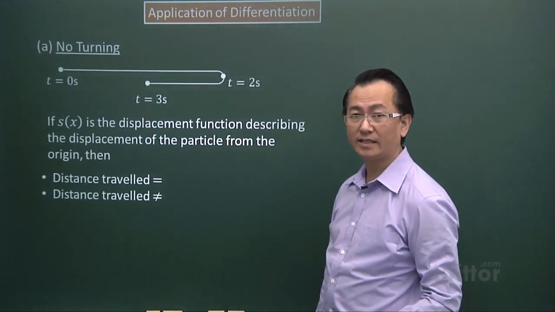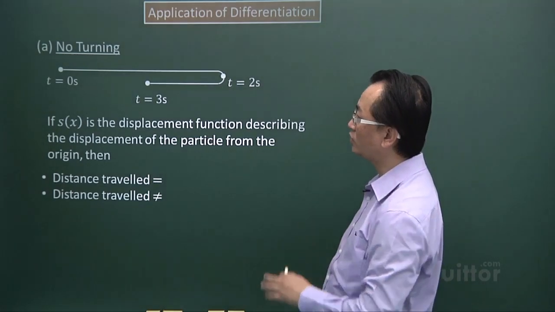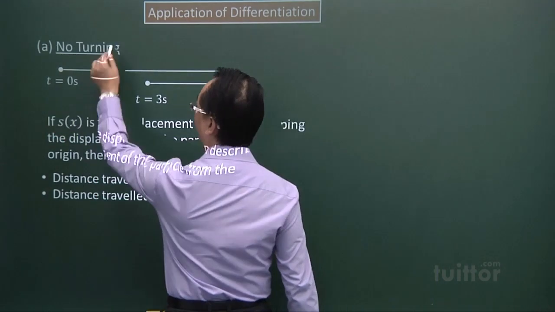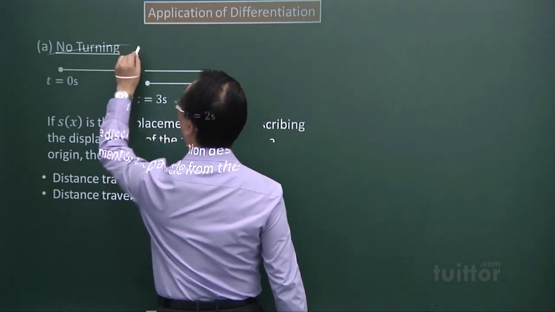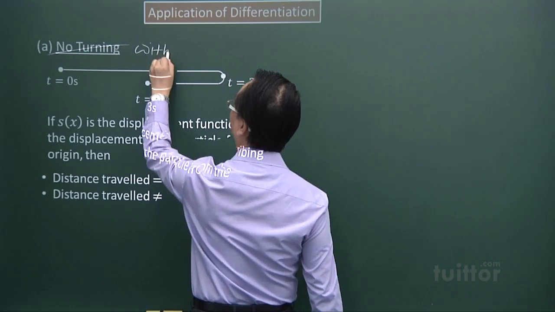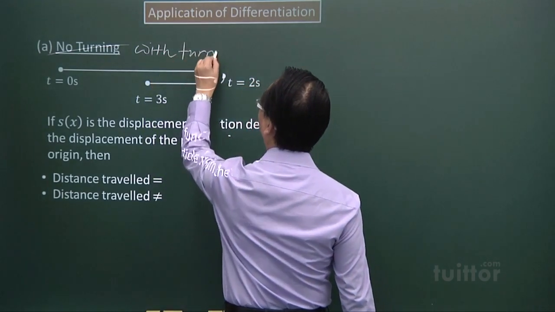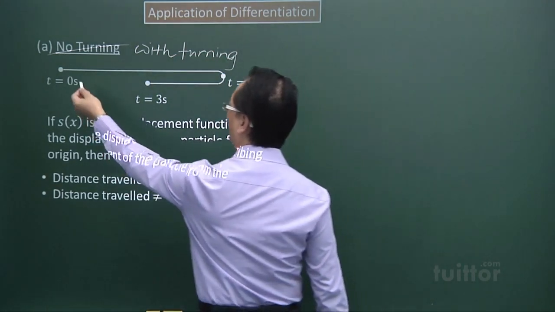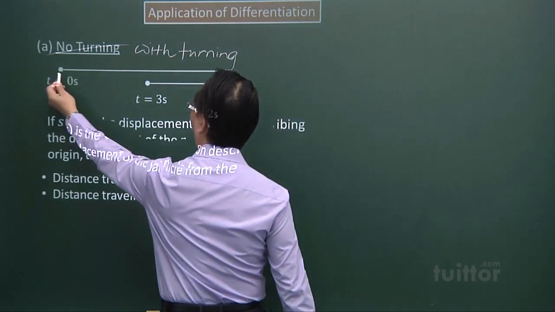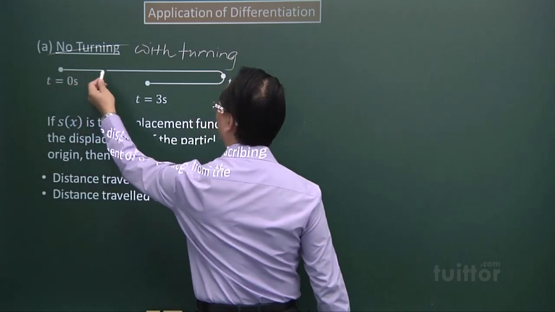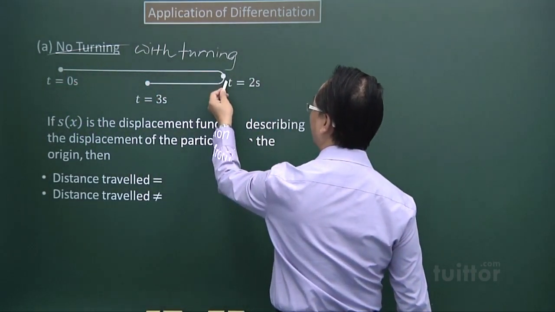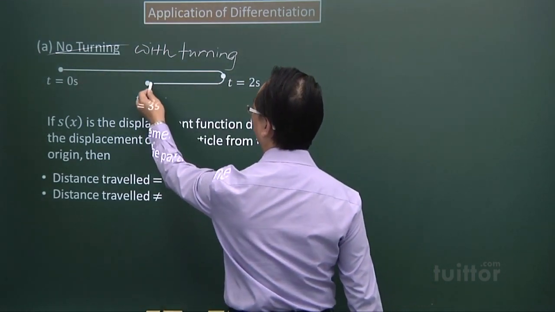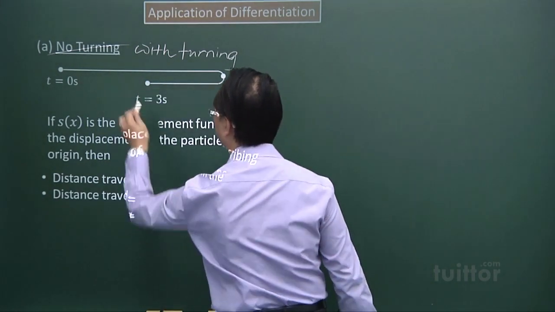Now we're looking at case B, with turning. You can see the particle moves from the fixed point and then makes a turn at t equals 2 seconds and travels in the reverse direction towards the fixed point.